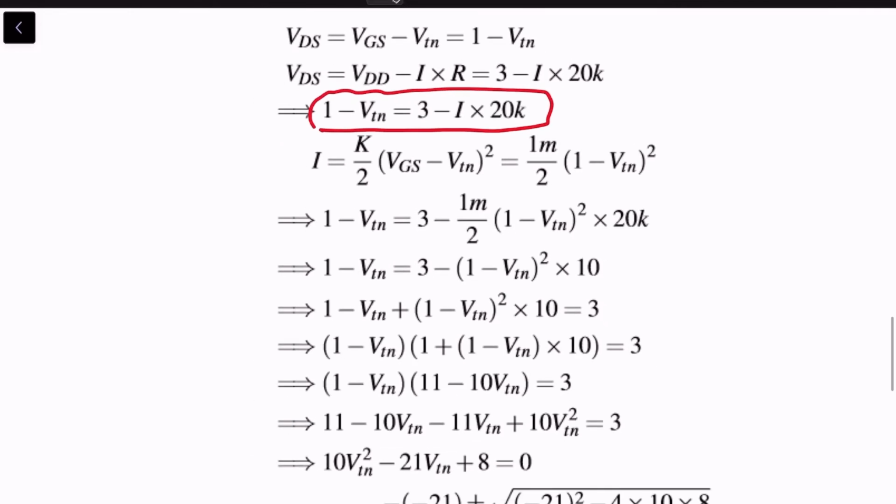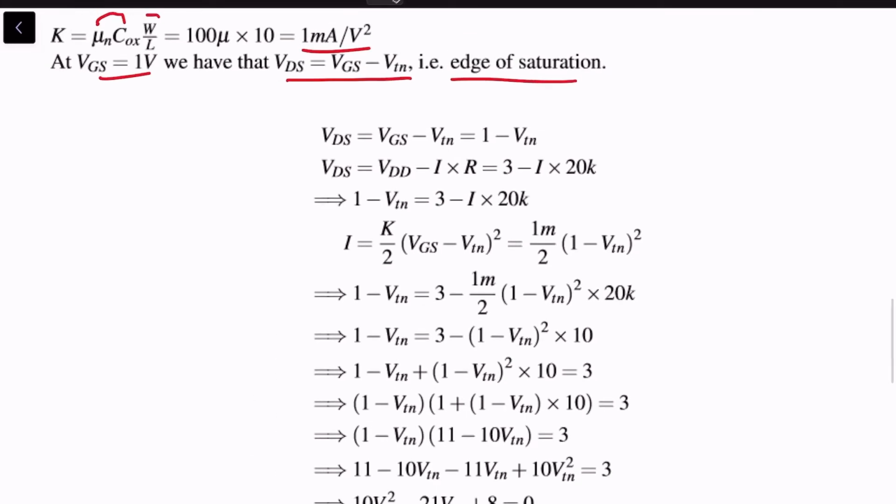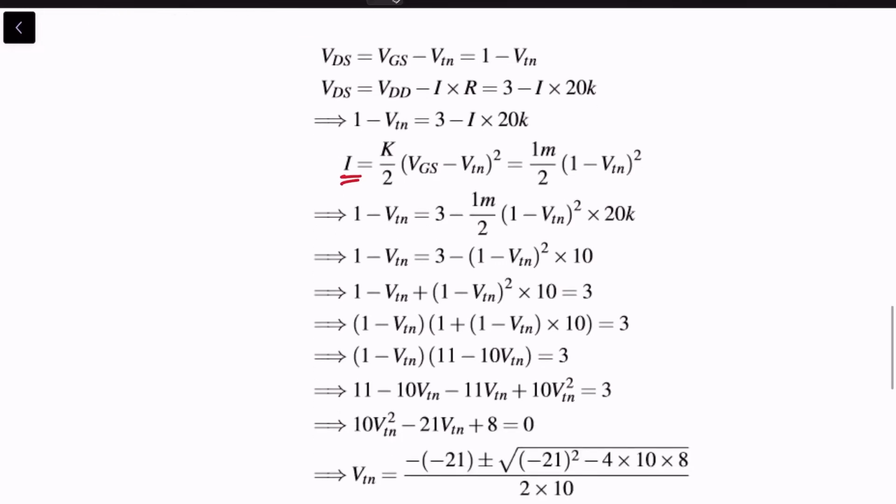But I, of course, is equal to, since we are in the saturation region, mu and Cox W by L, that is K by 2 into VGS minus VTN the whole square, right? So this is the value of I. Substituting the value of I over here, we get 3 minus mu and Cox W by L into 1 minus VGS minus 1 minus VTN the whole square into 20K, right?